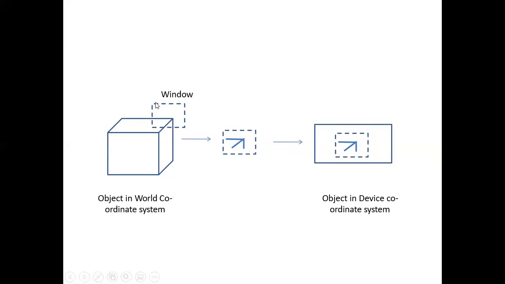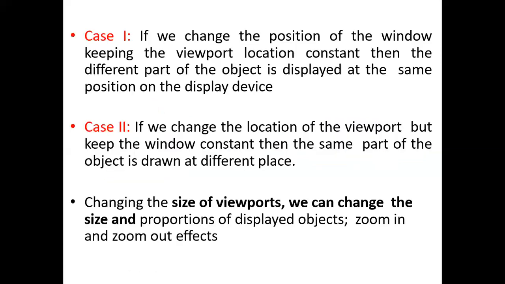Changing the position of the window means, for example, that I have selected this part of the picture, so I will be able to see this part of the picture on my device coordinates. If I want to display some other part of the picture, say this side, then I will change my window. So the window will change, and I will be able to see another part of the object in the same place of the viewport. That is the first case.